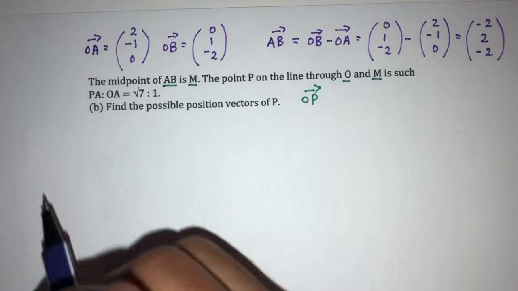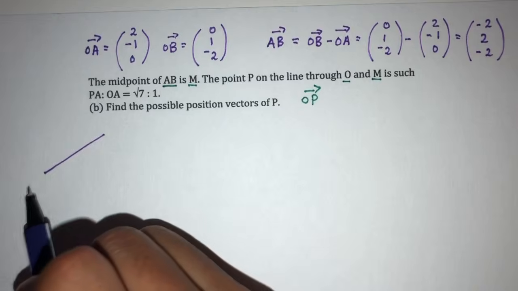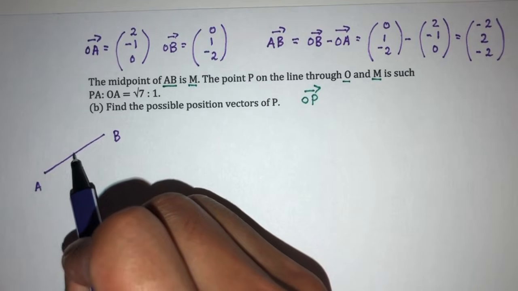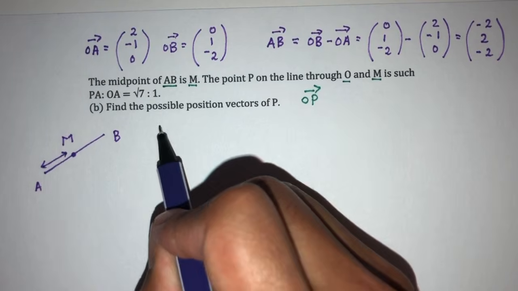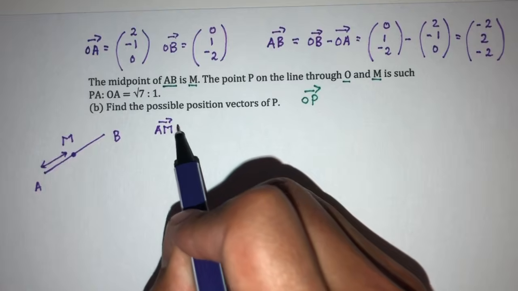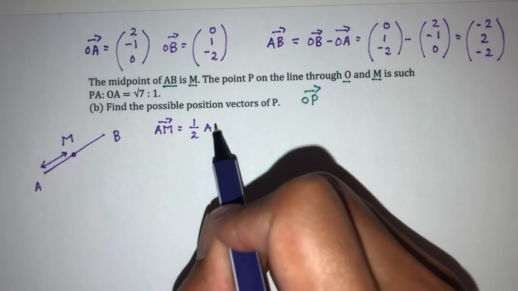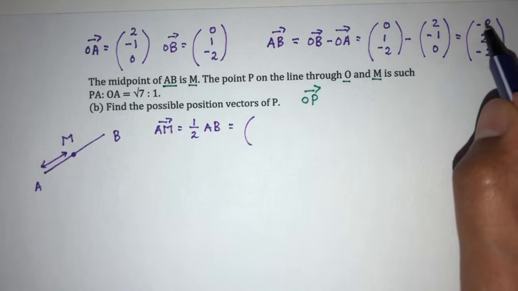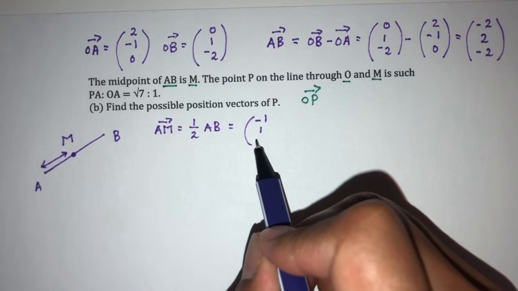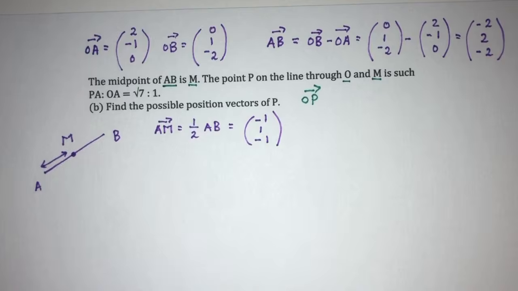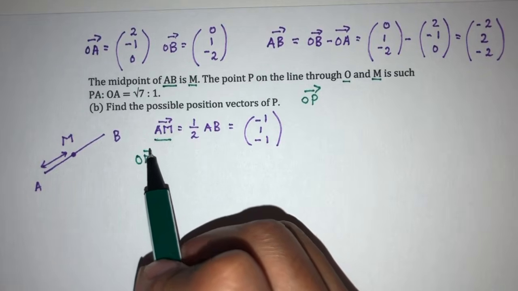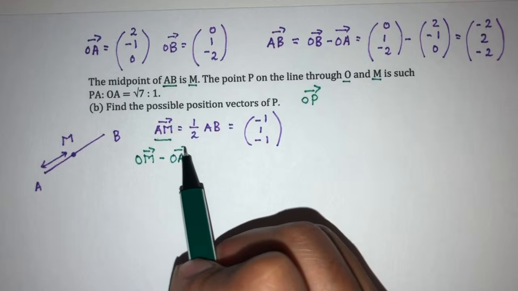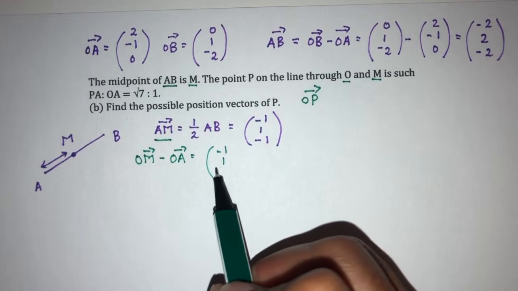Now the midpoint, so if you understand, we have, for example, A and B, and the midpoint here is M. So here we can first find AM. What is AM? AM is halfway along AB, which is half times AB. That will give you half of this value, which gives you (minus 1, 1, minus 1). Right. Now using that value AM, we can try to find OM. How? We know by definition, AM is given to you by OM minus OA, right? That will be (minus 1, 1, minus 1).